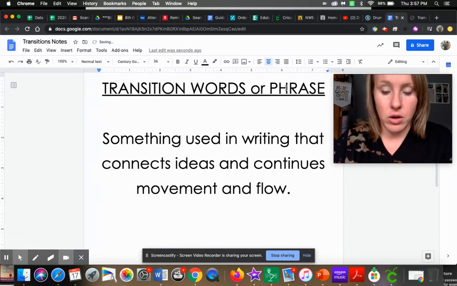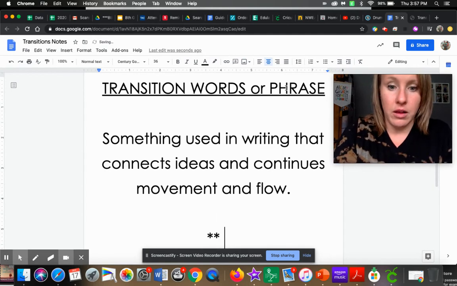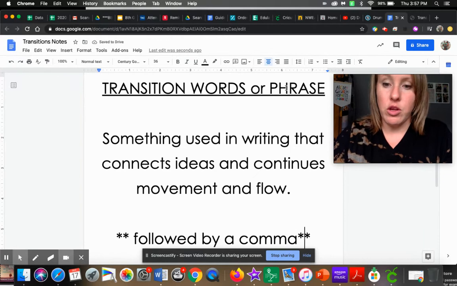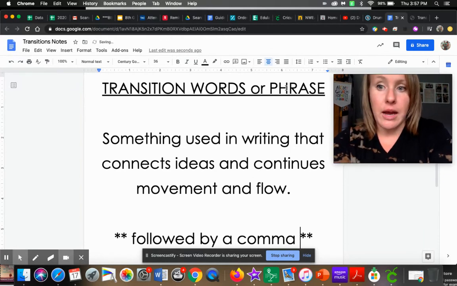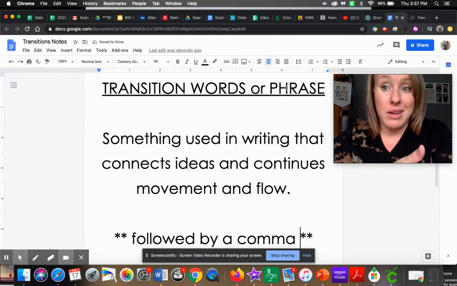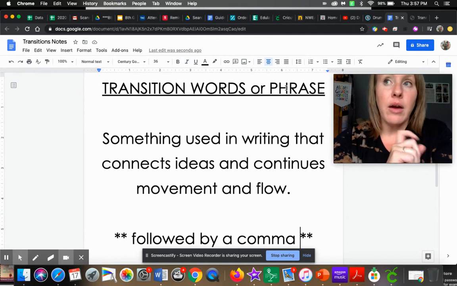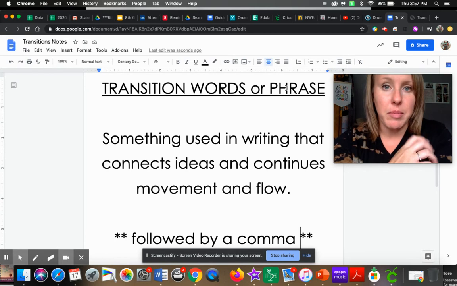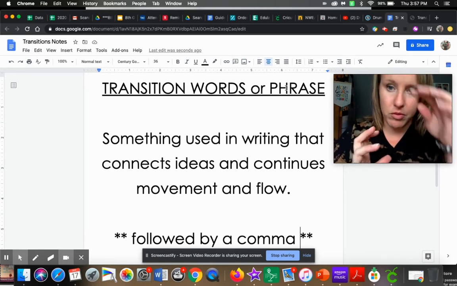Usually a transition word is followed by a comma. When you have a transition word or phrase, you are going to have a comma after it. If you put it at the beginning of a sentence, I always like to put them at the beginning of paragraphs, like I said, to connect those ideas, but you can also put them at the beginning of sentences to keep those paragraphs moving forward.